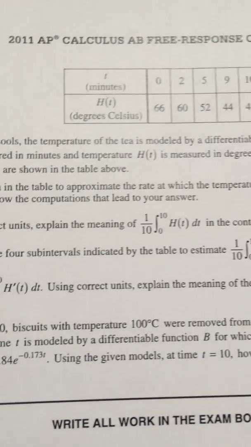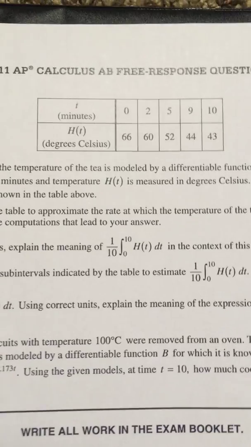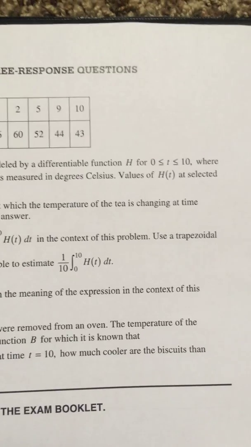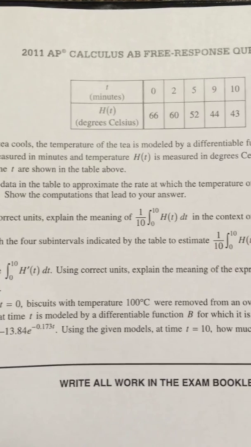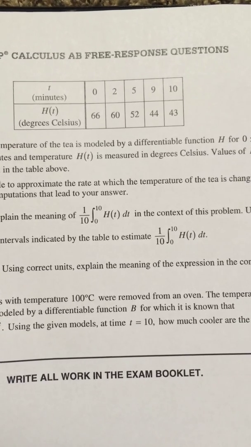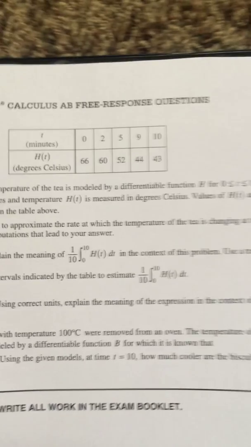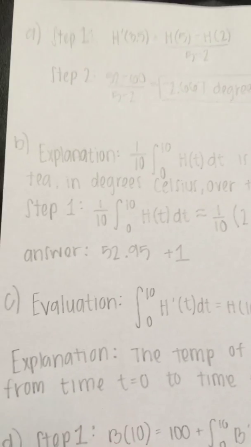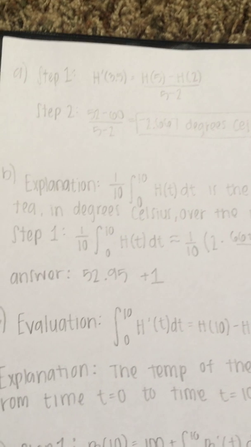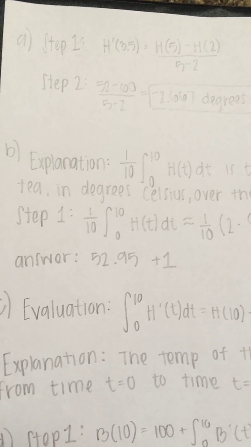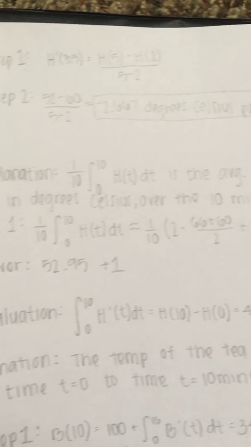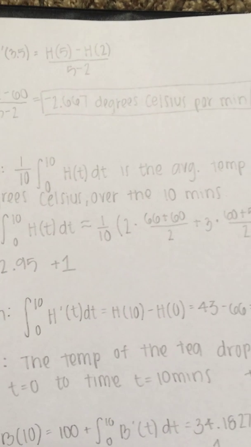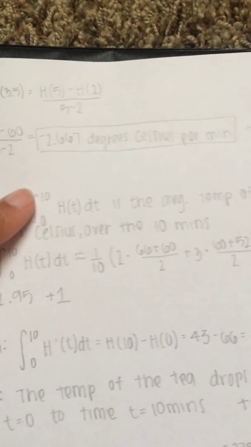So for 2b, it says, using correct units, explain the meaning of 1/10 times the integral from 0 to 10 of H(t) dt in the context of this problem. Use a trapezoid sum with the 4 subintervals indicated by the table to estimate it. To explain it in context, 1/10 times the integral of H(t) dt is the average temperature of the tea in degrees Celsius over the 10 minutes.